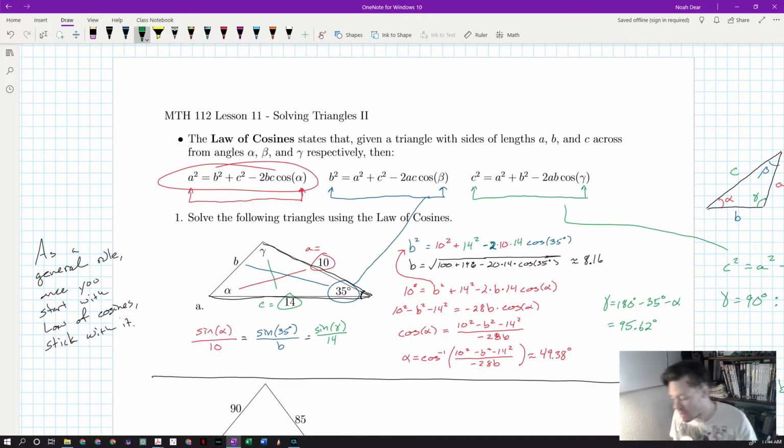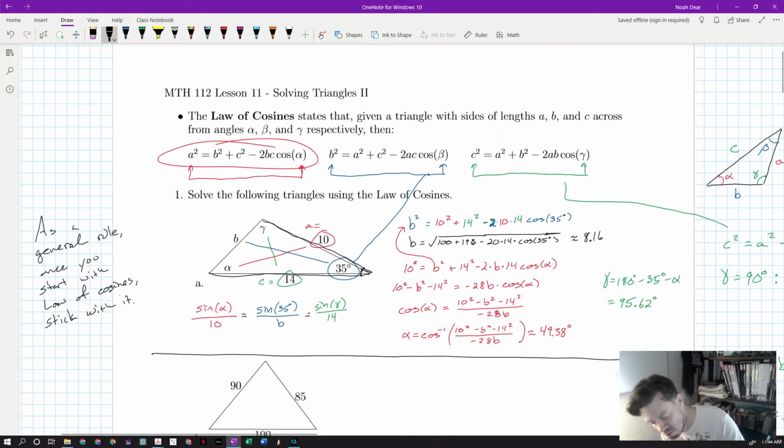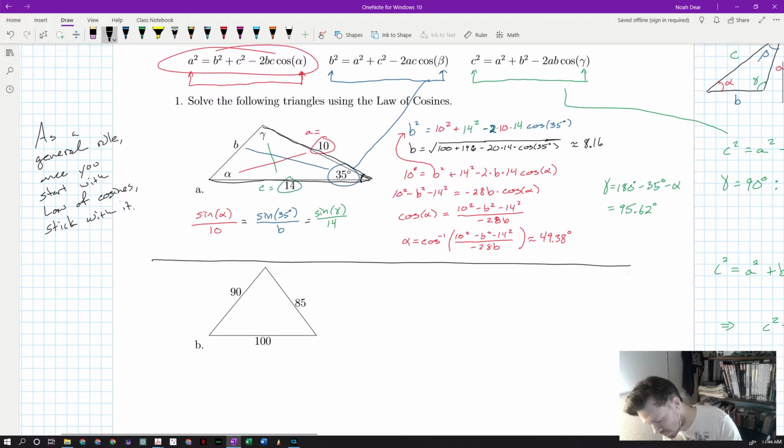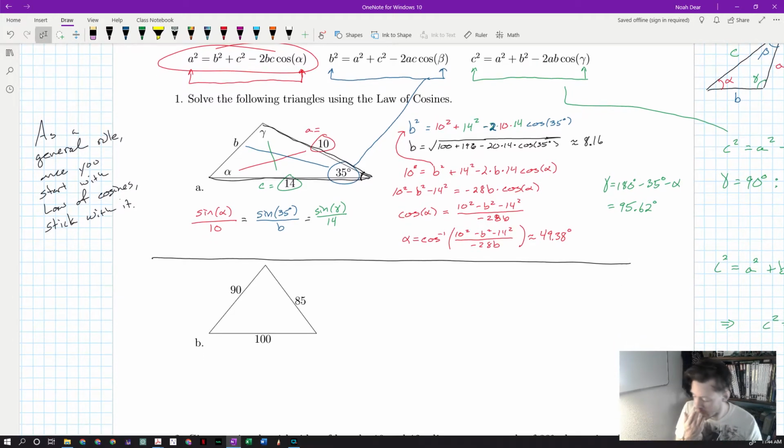All right, go ahead and pause the video if you need to continue taking notes on this. I'm going to go ahead and just move on forward to the next problem. I'll leave this in this frame at the moment so that we can still see the law of cosine forms above. By the way, I will give you the law of cosines on the exam.